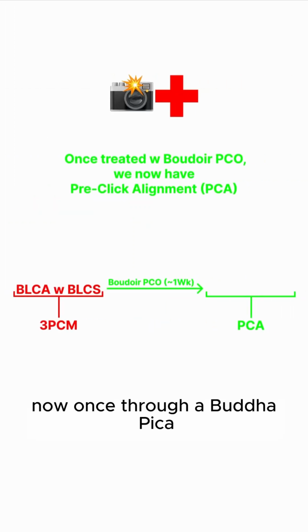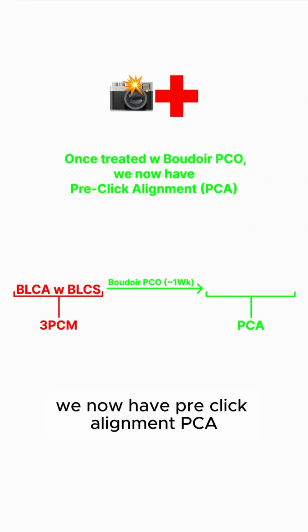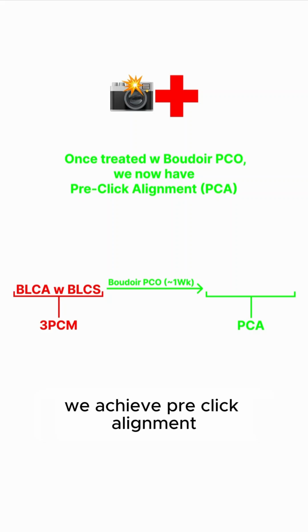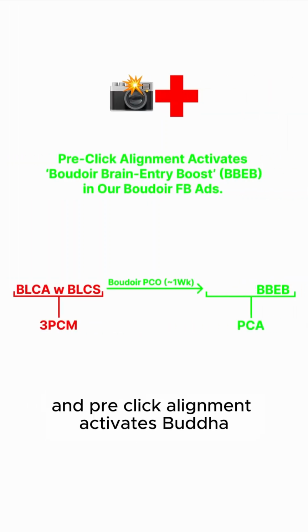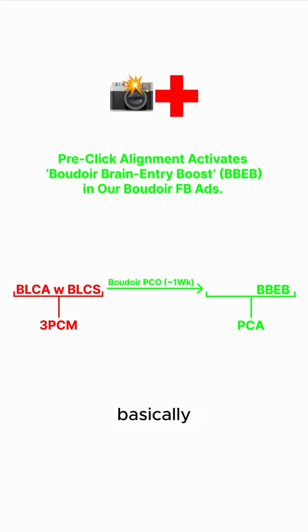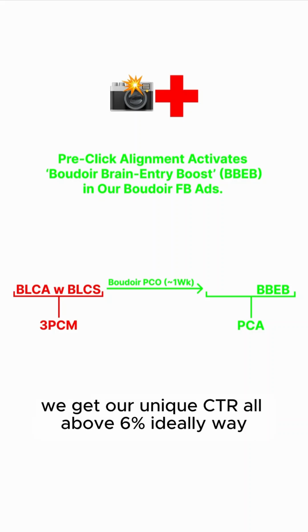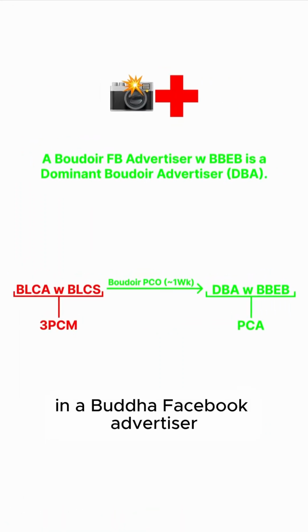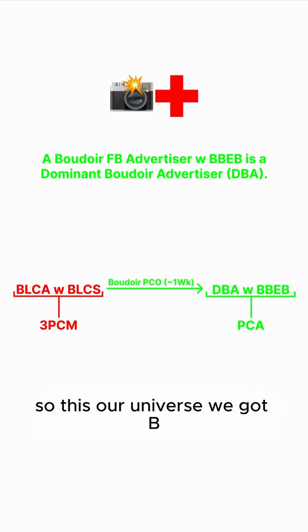Now, once treated with Boudoir Pico, we now have pre-click alignment, PCA. So we get rid of the 3 pre-click mistakes, we achieve pre-click alignment. And pre-click alignment activates Boudoir brain entry boost in our Boudoir Facebook ads. Basically, we get our unique CTR all above 6%, ideally way, way, way above it. And a Boudoir Facebook advertiser with Boudoir brain entry boost is a dominant Boudoir advertiser, a DBA. So this is our universe.